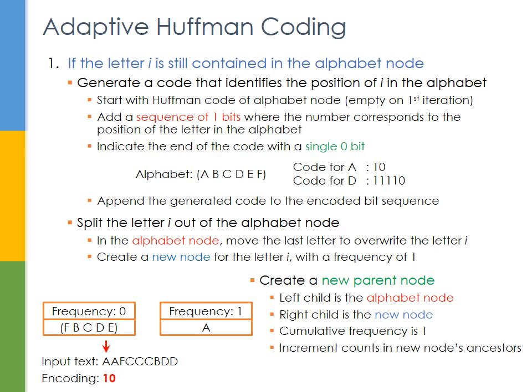Right, so we then increment the counts in the new node's ancestors if there are any ancestors. At this point, the new node that we've created does not have any ancestors, so we don't need to increment any further counts, but we'll see an example of this set of incrementing operations as we move on with this example. Also note that the left and right branches of the new parent node that we've created are appropriately coded as 0 for the left branch and 1 for the right branch, just as we saw with the standard Huffman coding algorithm that we covered in the last lecture.